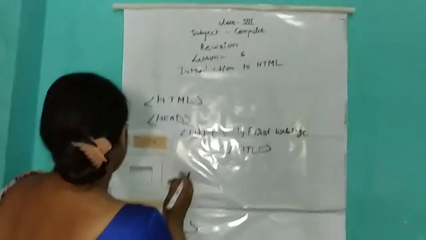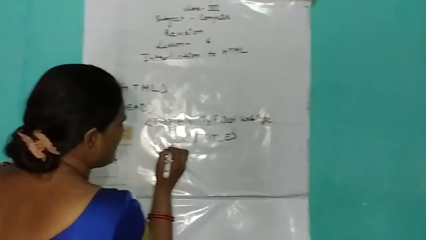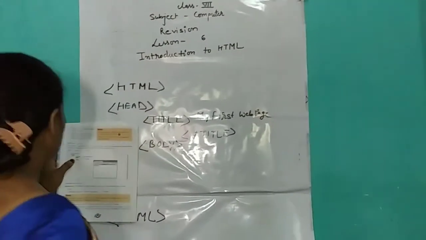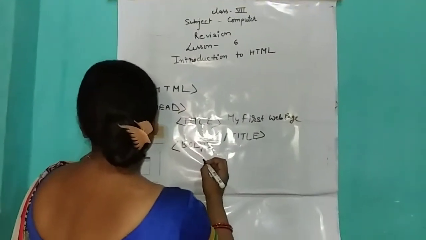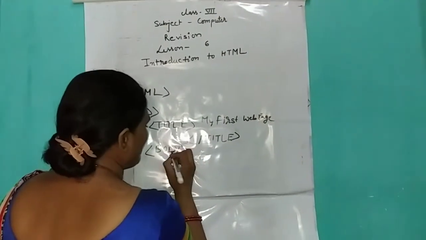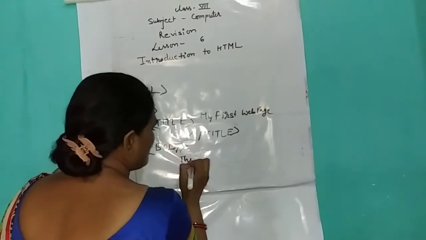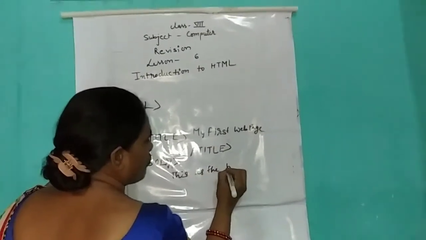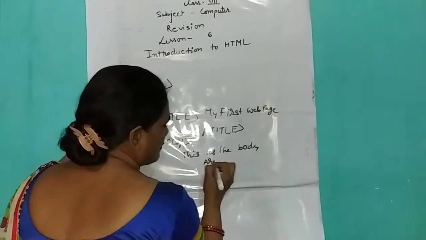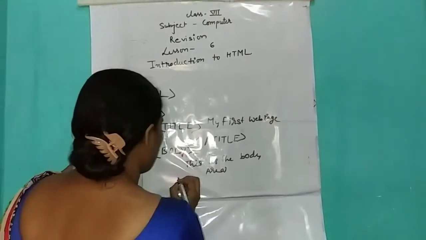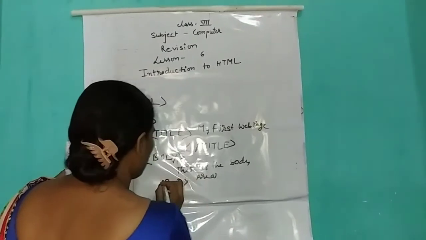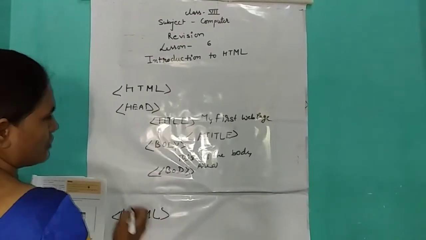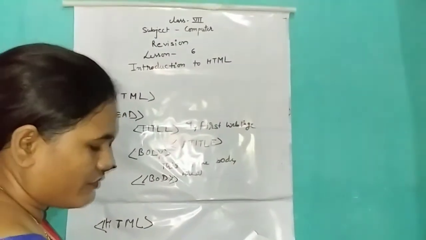Next is body. This side, the body, then my first web page. You can write any other content. This is the body area. Clear, children? And body close. Clear? Then HTML close. Clear? This is the basic structure of an HTML program.